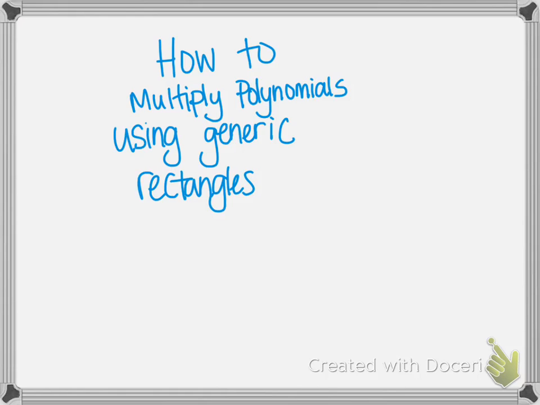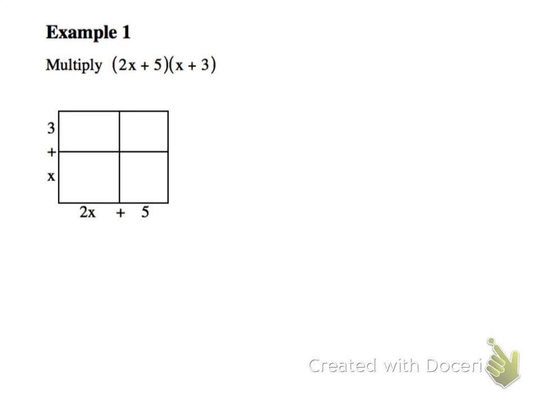So let's just go ahead and look at the first example to start. Now for example 1, what we're doing is multiplying 2x plus 5 times x plus 3. You can see that I already set up our generic rectangle. That rectangle split into 4 pieces. And along the bottom, you can see that I listed out the terms 2x and plus 5. And going up the side, I listed out the terms x and plus 3. So those are our 2 sets of parentheses.